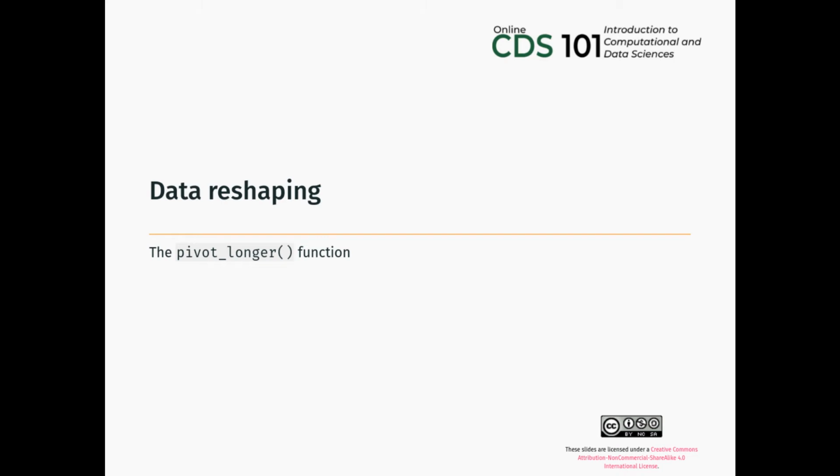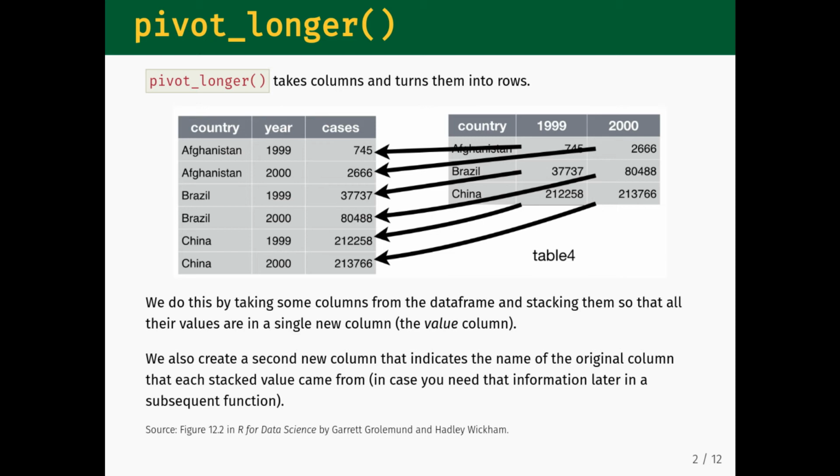In this video, we will see how to reshape a data frame from wide to long, or in other words, how to convert columns into rows. We will use the pivot_longer function to do this. In the picture on this slide, you can see an illustration of the kind of result we want to achieve. We want to take a wide data frame like the one on the right with lots of columns and reshape it into a long data frame like the one on the left with lots of rows.